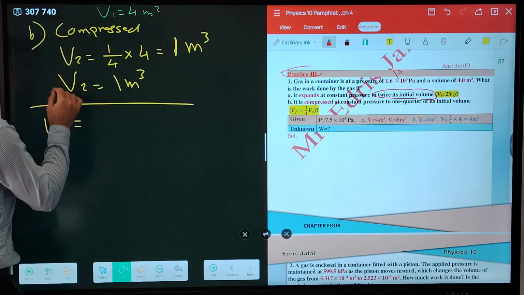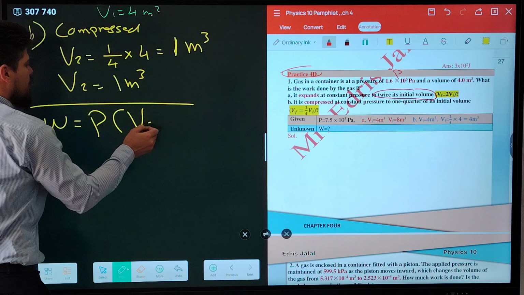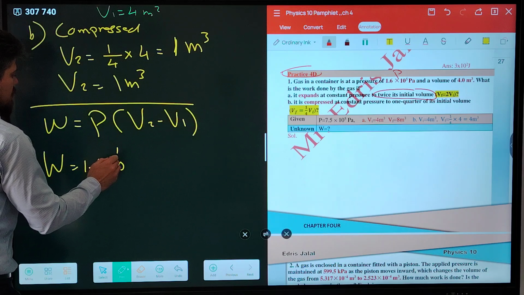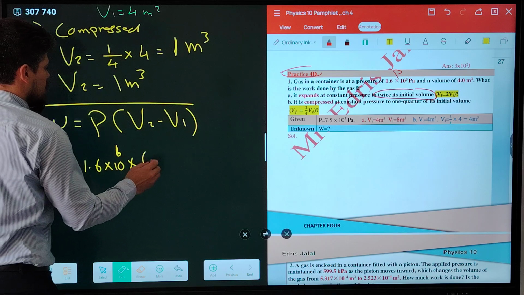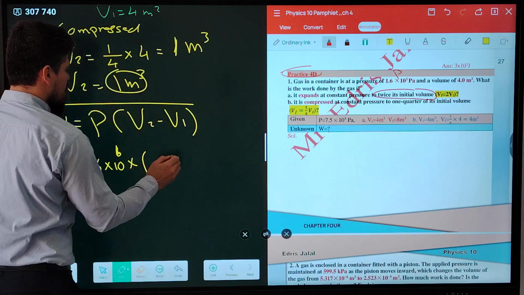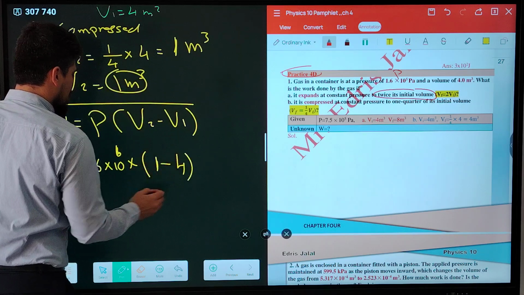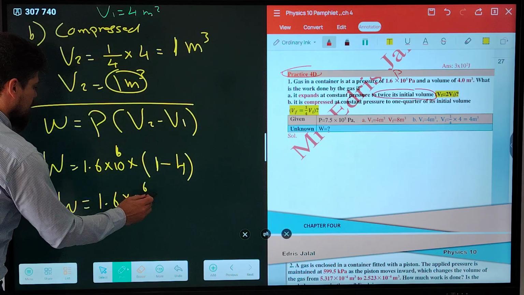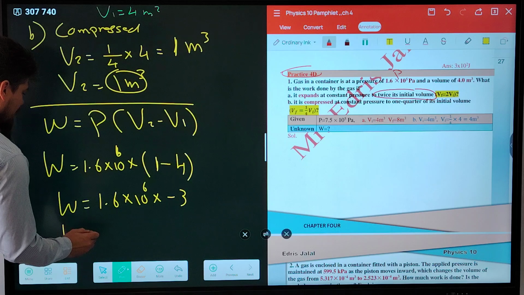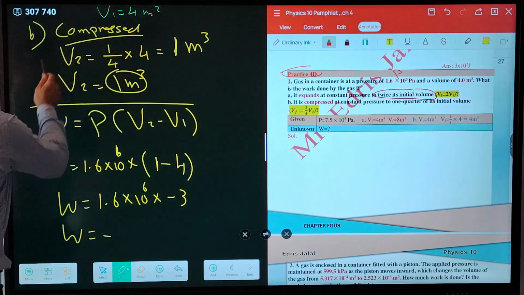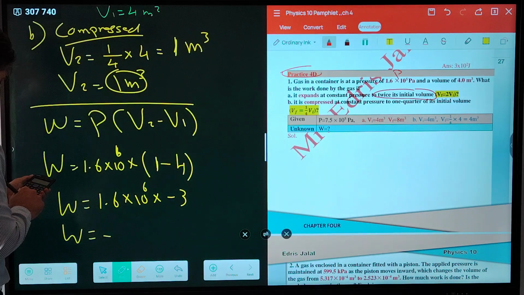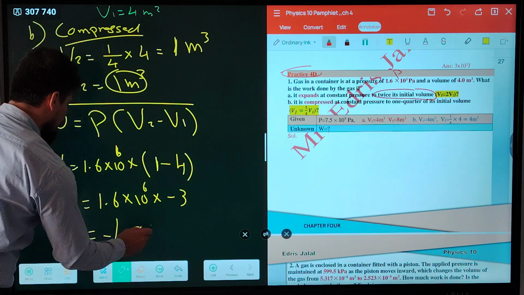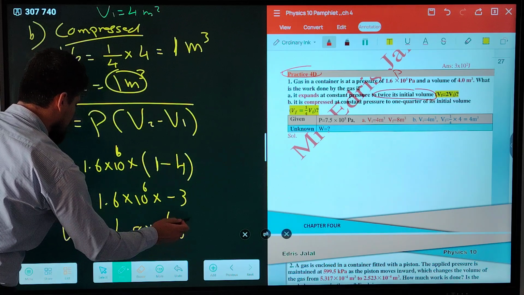Work in the thermodynamic system in branch B is equal to P times V2 minus V1, 1.6 times 10 to the power 6 times V2, 1, minus V1, 4. 1 minus 4 is equal to negative 3. Work is equal to negative. Why? Because it's compressed. And 3 times 1.6 is equal to 4.8 times 10 to the power 6 joules.